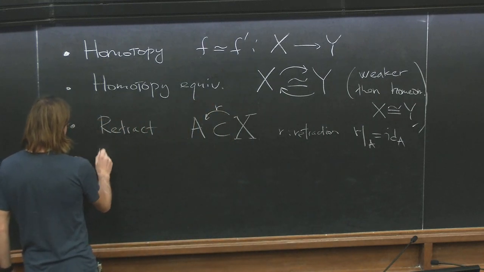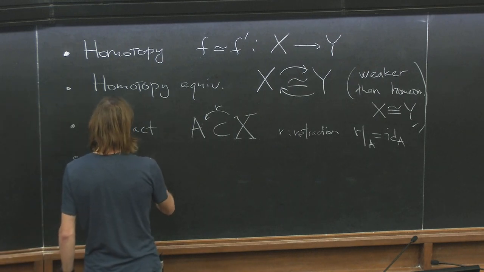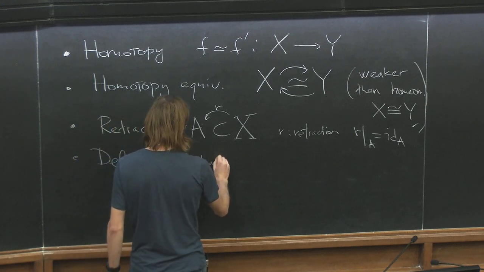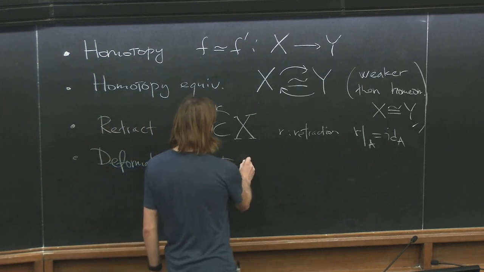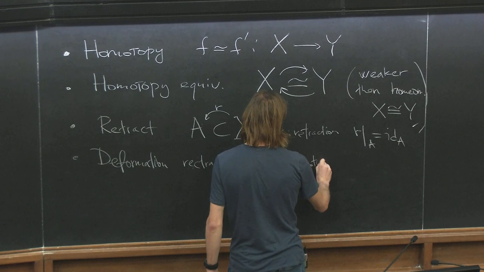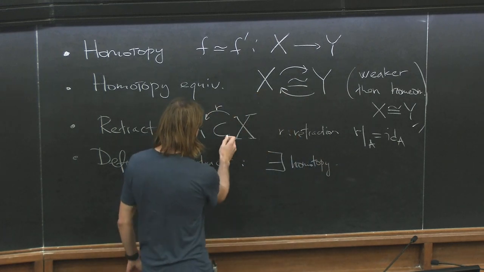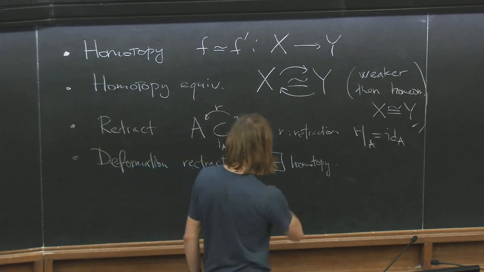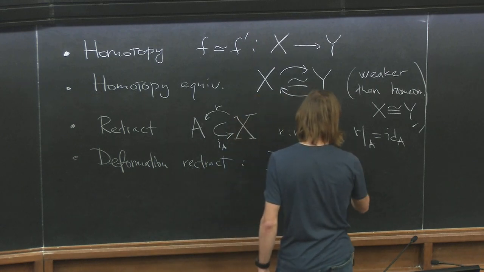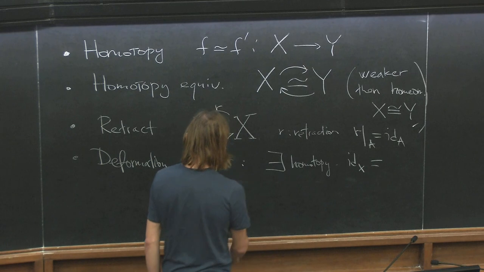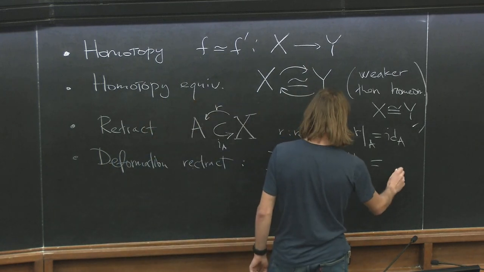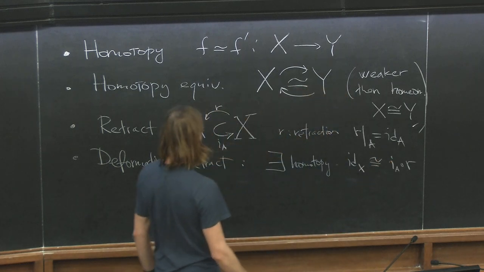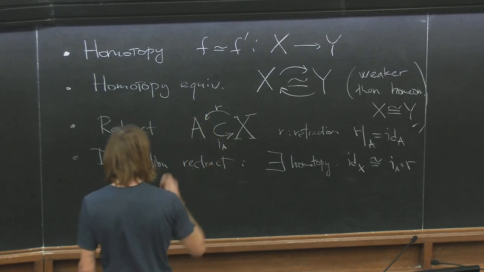And then we introduced a special case, a special notion of deformation retraction. In this case, the subspace A is called a deformation retract. There is an additional condition that there exists a homotopy. If one denotes explicitly this inclusion map by i_A, the statement is that there exists a homotopy between the identity on X and the composition of R with the inclusion. This is an additional condition.